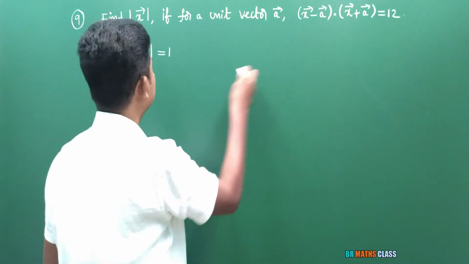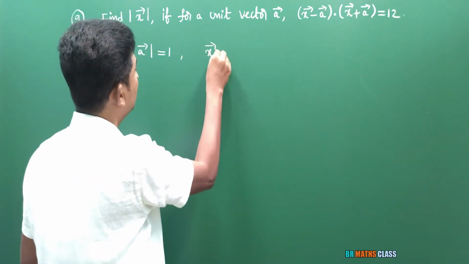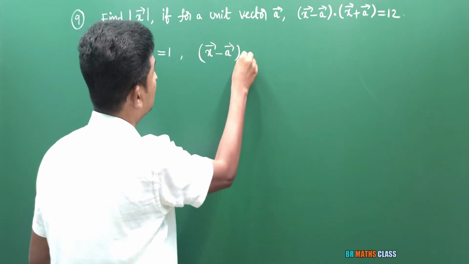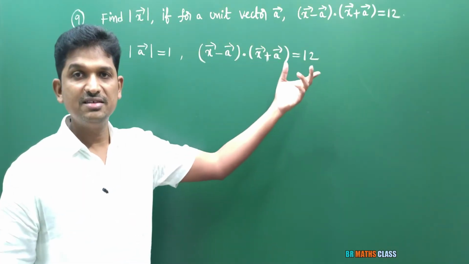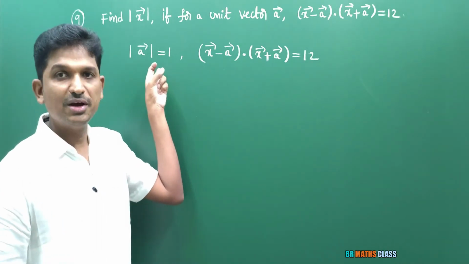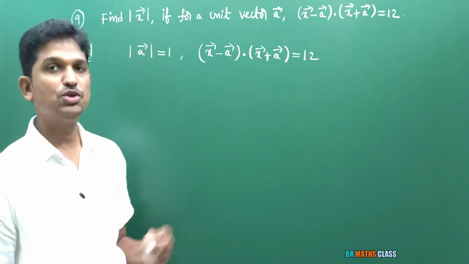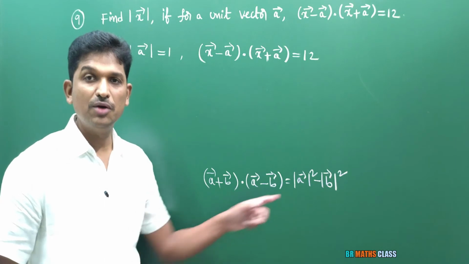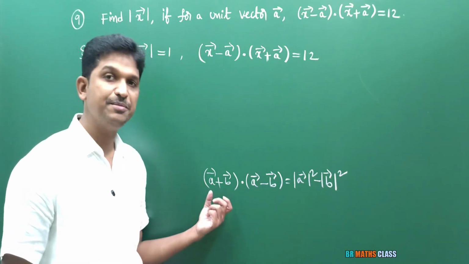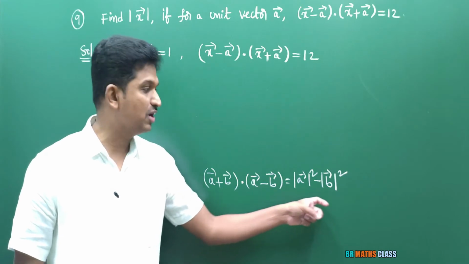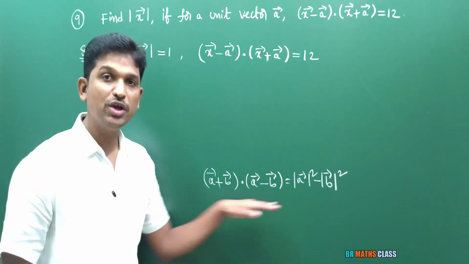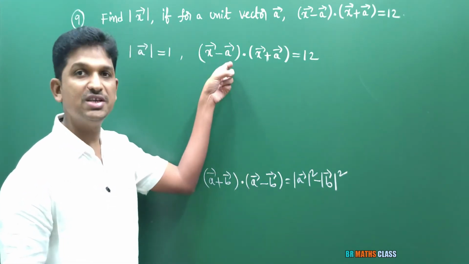And they have given this data also: x bar minus a bar dot x bar plus a bar is 12. They have given this data, and they have given that the modulus of a bar is 1. We need to calculate the magnitude of x bar. We learned this formula from the 15 formulas: a bar plus b bar dot a bar minus b bar is magnitude of a bar square minus magnitude of b bar square. You can apply this formula here.